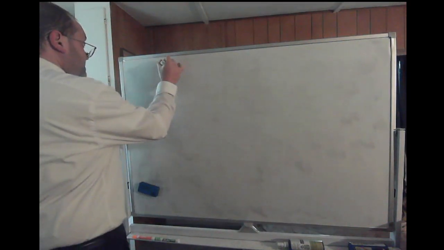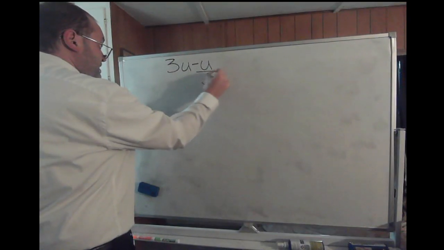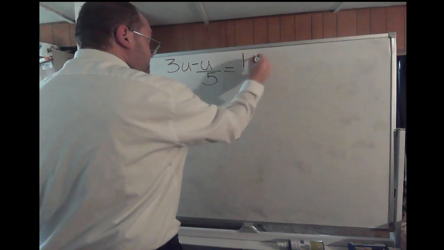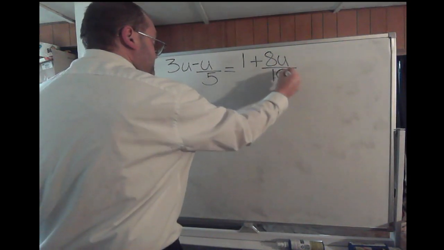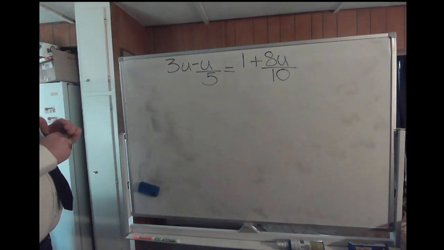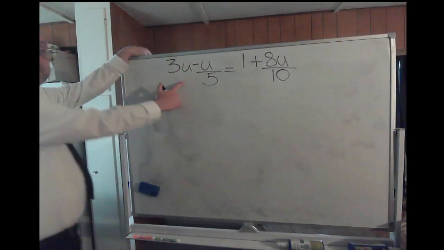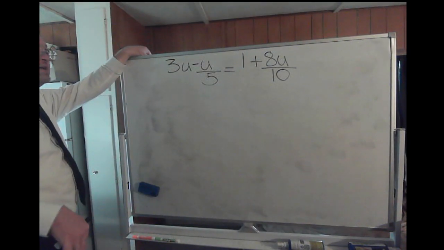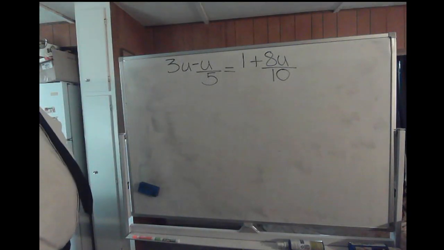Alright, let's see. 3u minus u over 5 equals 1 plus 8u all over 10. Well, we have really 4 denominators here, because 3u has a denominator of 1, and so does that 1 on the right-hand side. But besides that, you have 5 and 10. We need to find the least common denominator of 5 and 10.